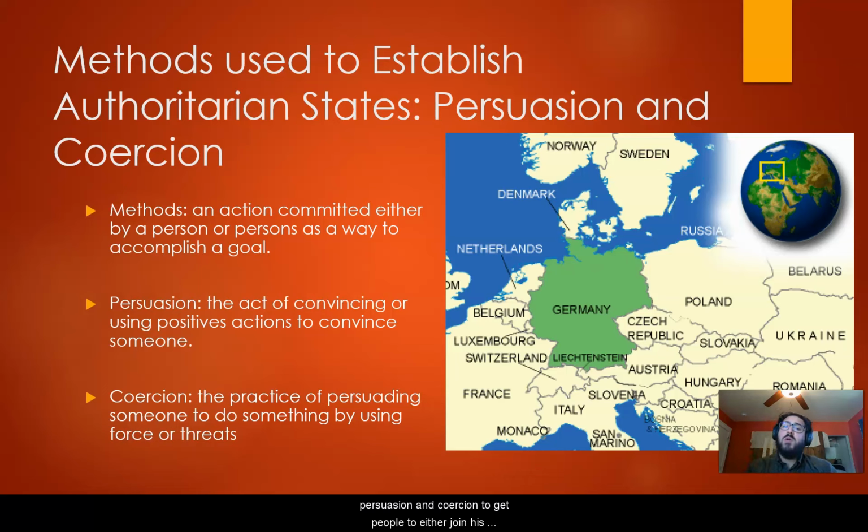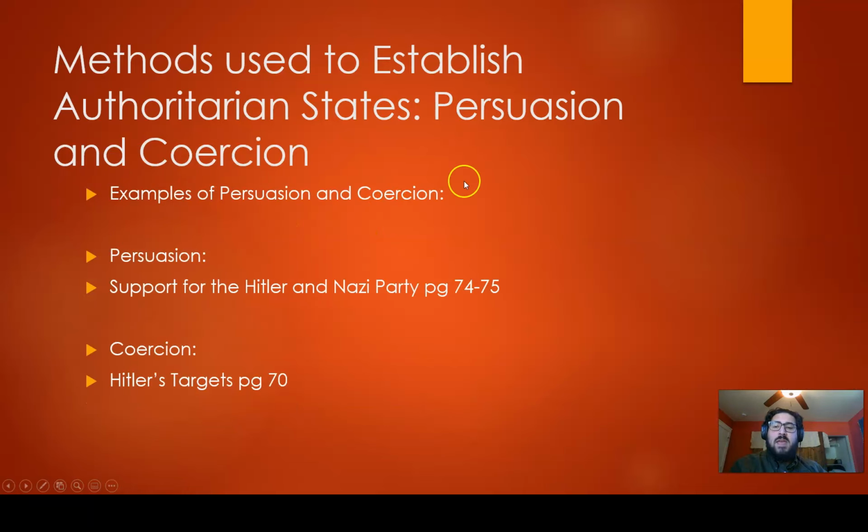used persuasion and coercion to get people to either join his side or to vote for him. Now, the examples that we're going to be going over today are separated into two different parts. You have persuasion, those who supported the Nazis and Hitler, and coercion. Who was Hitler targeting and how was he targeting them to help people join his force or help pressure those he didn't like?